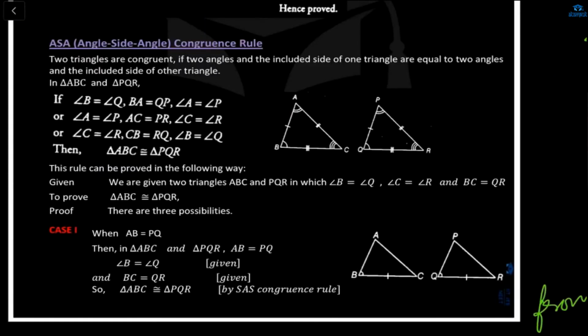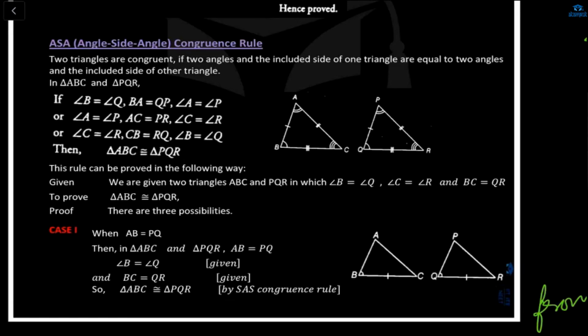Now let's see another rule, ASA. In the ASA congruency rule, A stands for angle, S stands for side, and the third one, again A, stands for angle. So angle, side, angle means the two angles that you are taking, the side should be between them. But here it is not a fixed rule. We will see in the end that you can prove two triangles are congruent by SAA also. But it's better that you go for ASA.